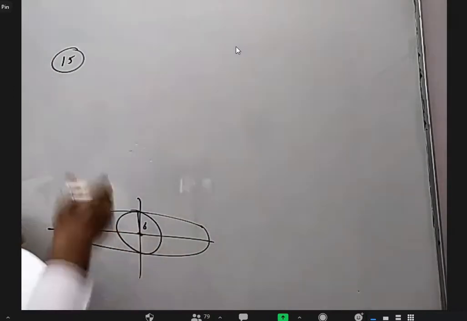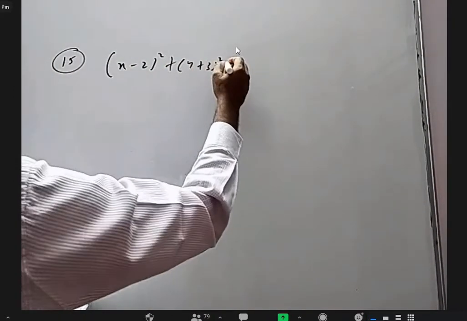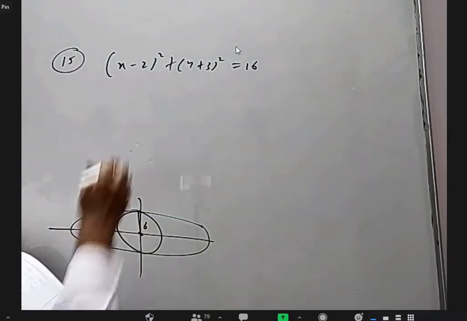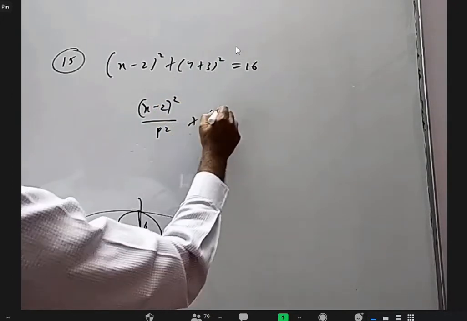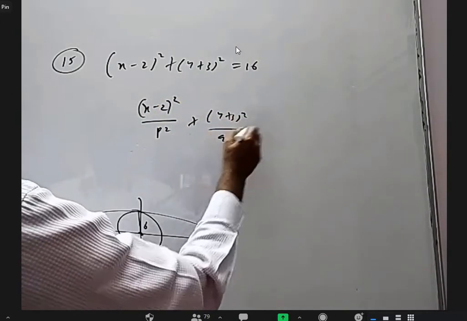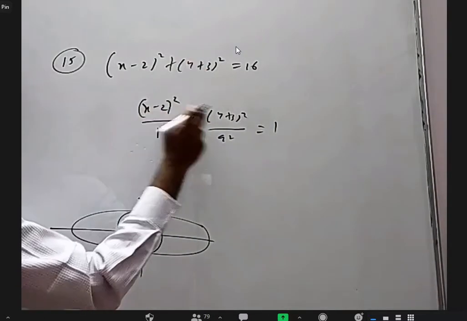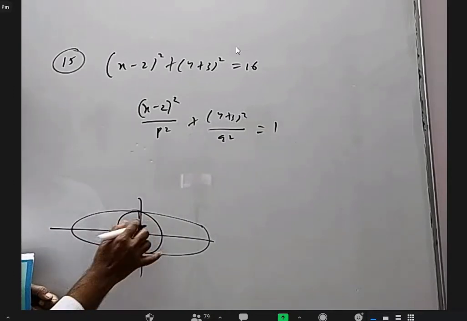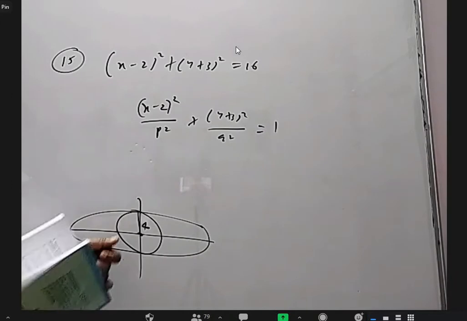Okay, 15th question. The circle is x minus 2 whole square plus y plus 3 whole square is equal to 16. And the ellipse is x minus 2 whole square by p square, y plus 3 whole square by q square equal to 1. You can see circle center is 2 comma minus 3. This is also same center. This should completely lie, means it should be like this. Then this should be 4 then. Okay, the length of minor axis.